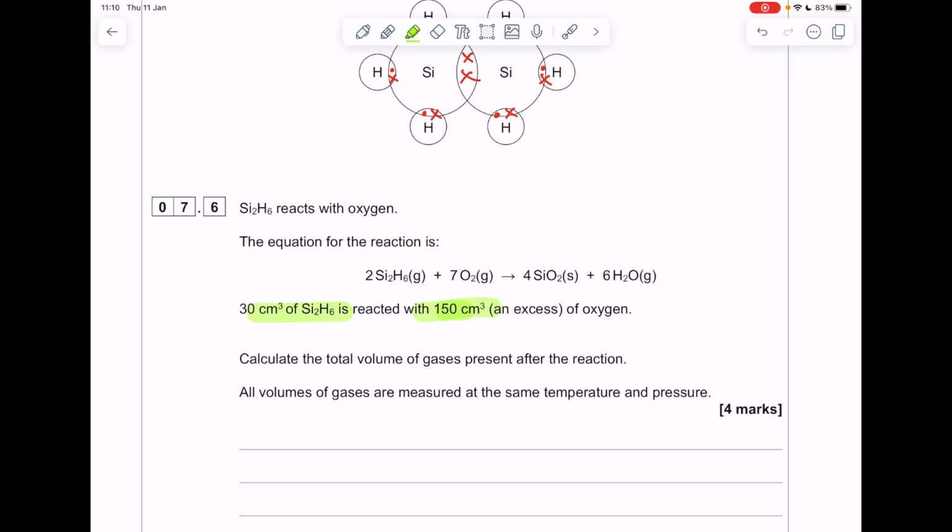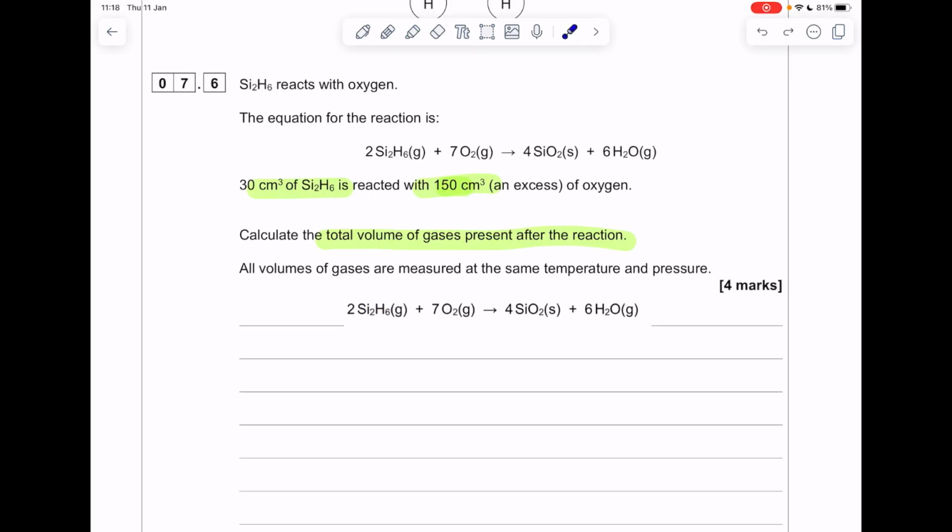Calculate the total volume of gases present after the reaction. So in order to do this question, it's a bit of a weird one, but if we look at the mole connection here, I can see that whatever my volume of Si2H6, I need 3.5 times that of oxygen, look, because it's 2 to 7. So I'm going to do 3.5 times that 30 to get 105 centimeters cubed of oxygen needed.